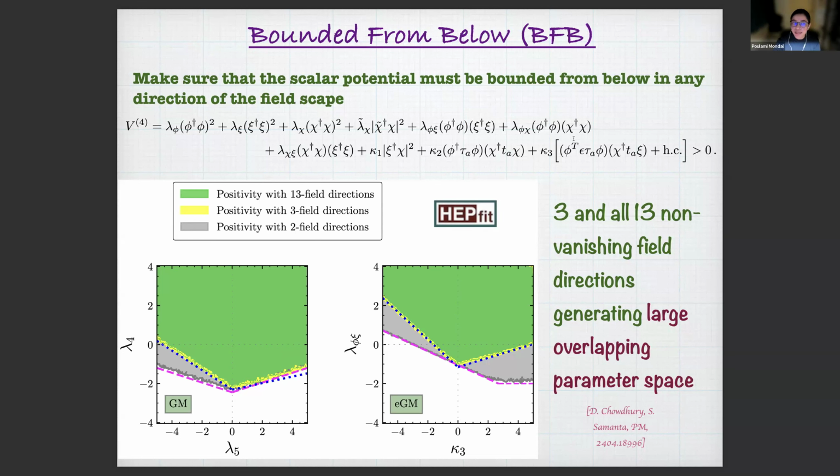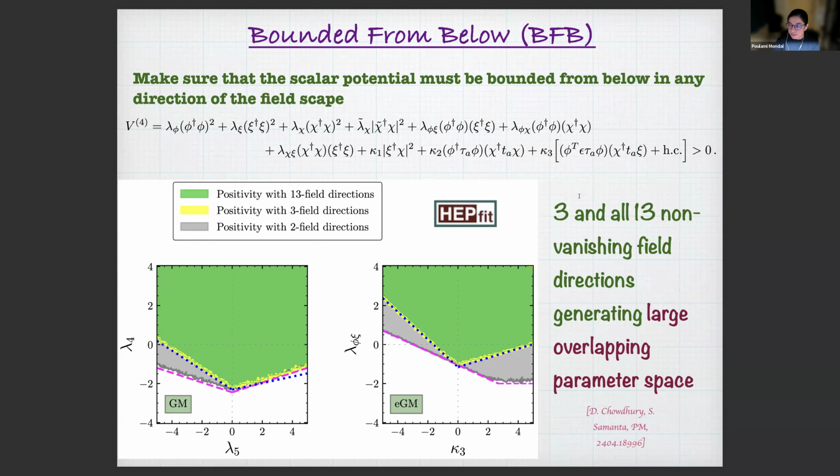Now, if you have a rich field structure in your model, then mostly what people have done is take two non-zero field directions at a time, or maybe three non-zero field directions, and compute the bounded-from-below constraints. So we did the same thing first for the Georgi-Machacek model and the extended Georgi-Machacek model. We compared the two non-zero field direction bounded-from-below constraints with the three non-zero field direction ones, and finally we computed with all 13 non-zero field directions.